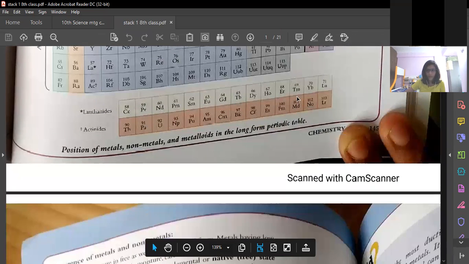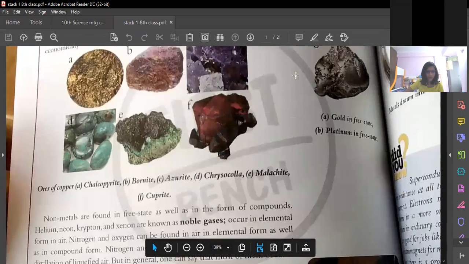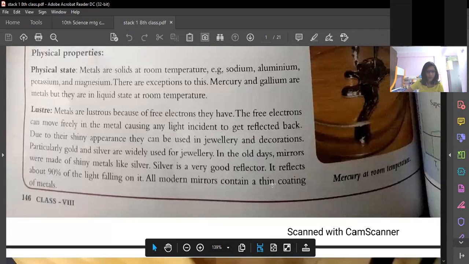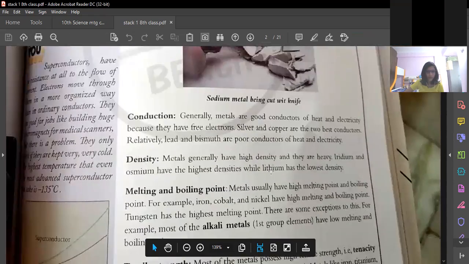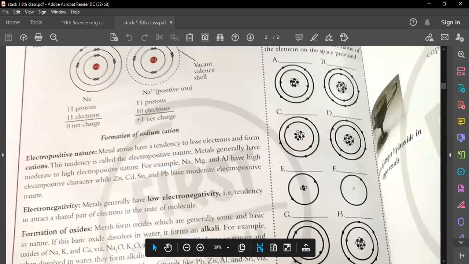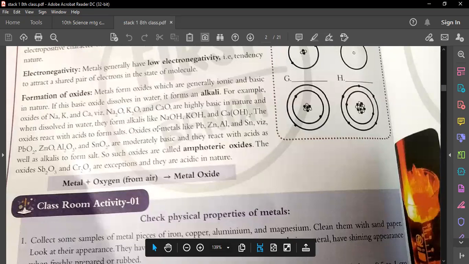Any doubts in yesterday's topic? What we discussed yesterday? No, sir, no doubts. Combined state, free state, noble elements, the physical properties of metals and non-metals. So we finished up to oxides. We are okay.